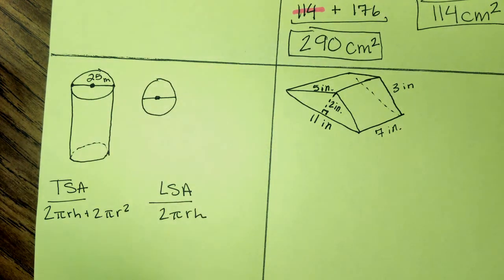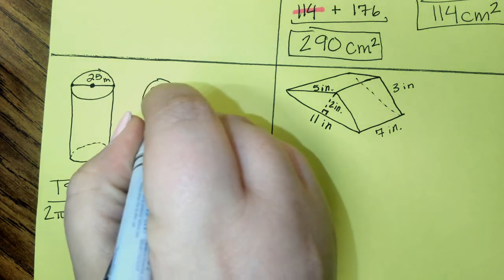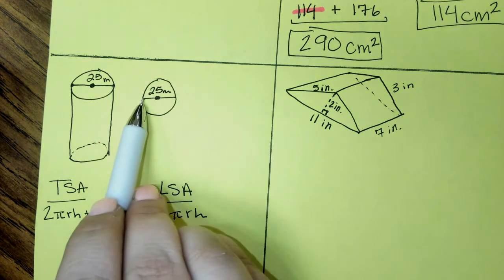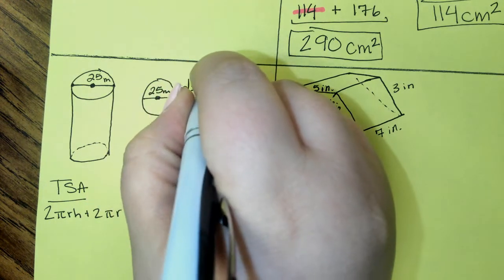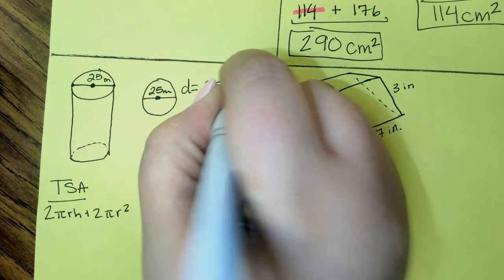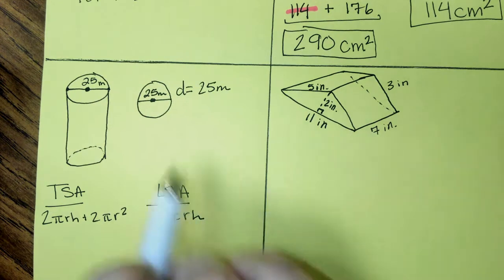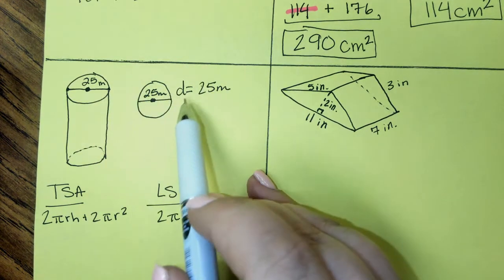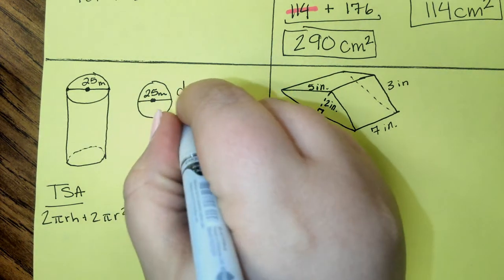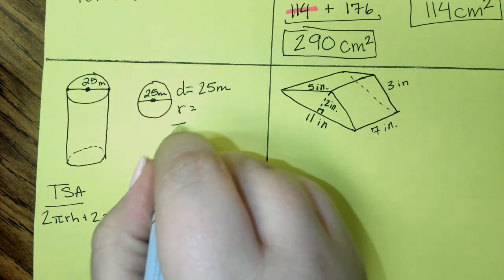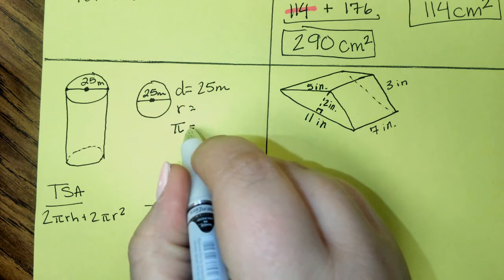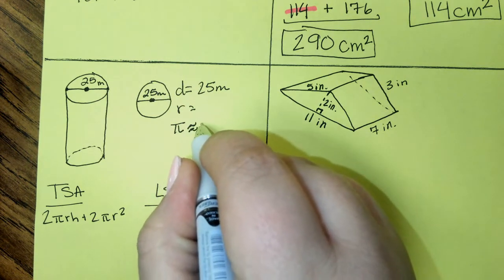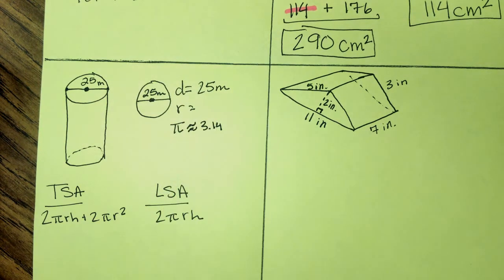And I'm going to label what I know about the circle. This line goes all the way across the circle, so I know what D is. D is 25 meters. We've gotten in the habit of every time we see a circle, we write down the diameter, the radius, and an approximation for pi. Since this problem doesn't specify what to use for pi, I'm going to use 3.14.